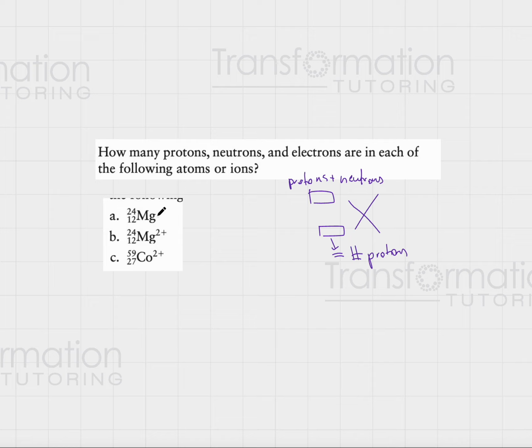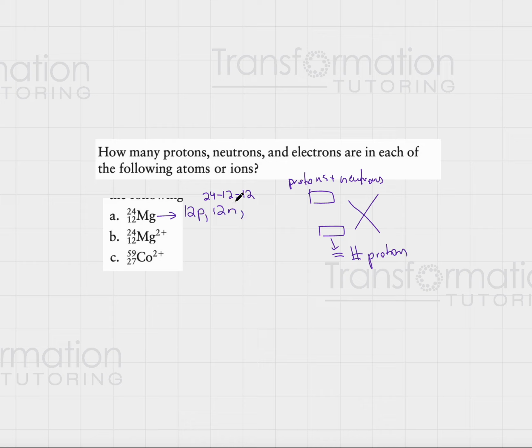Let's start with A. We already said that the bottom number is the atomic number, which is the number of protons. So I have 12 protons. Next, mass is equal to protons plus neutrons. My mass number is 24. 24 minus 12 is equal to 12. I will have 12 neutrons.